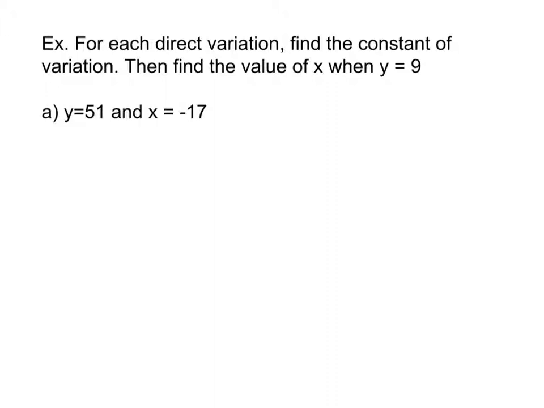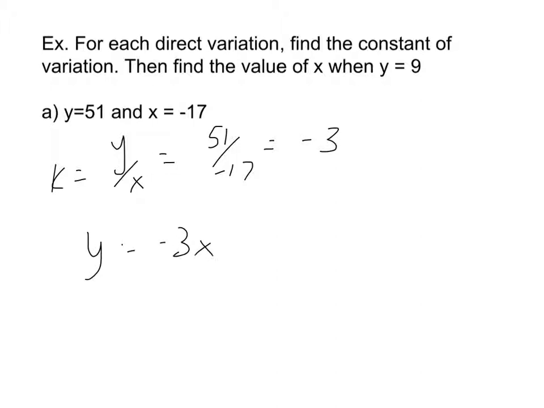Okay, this will probably be the hardest part of the assignment. For each direct variation, find the constant of variation, then find the value of x when y equals 9. Well, we know our direct variation is y over x. So since it's y over x, we can write it out: 51 over negative 17, which also equals negative 3. So y equals negative 3x.